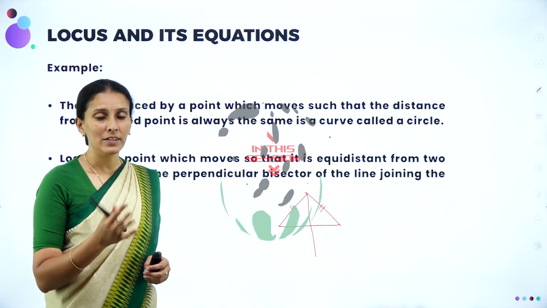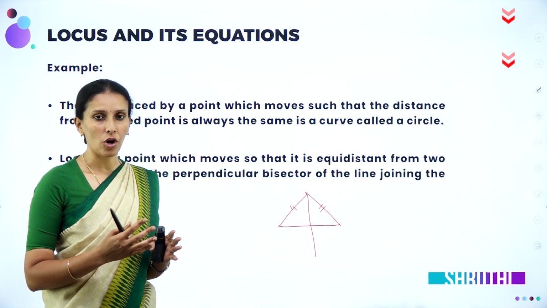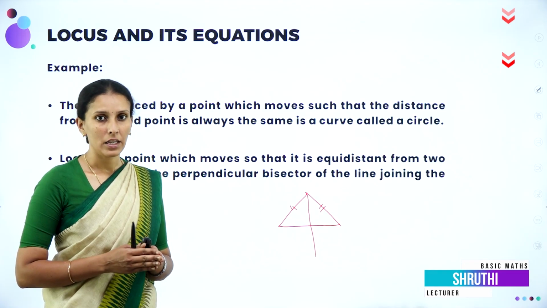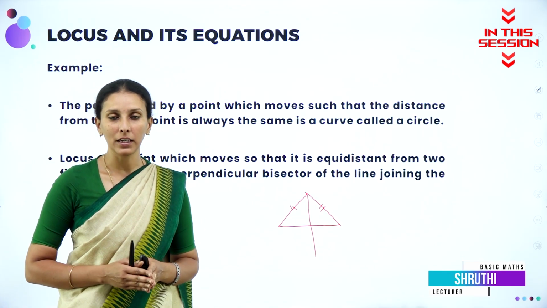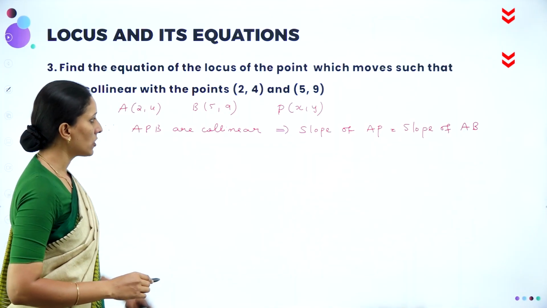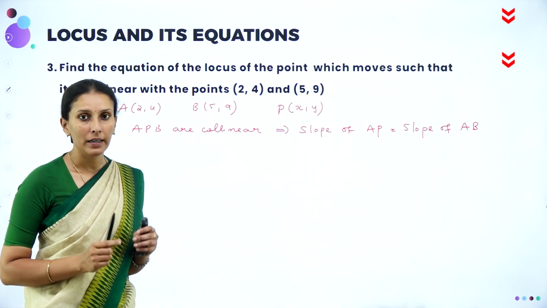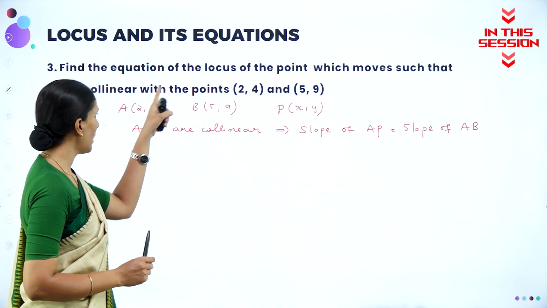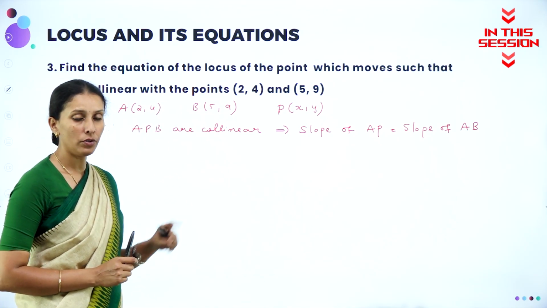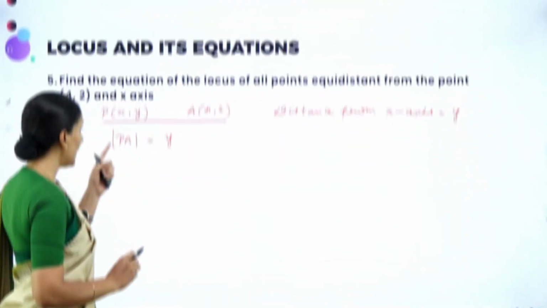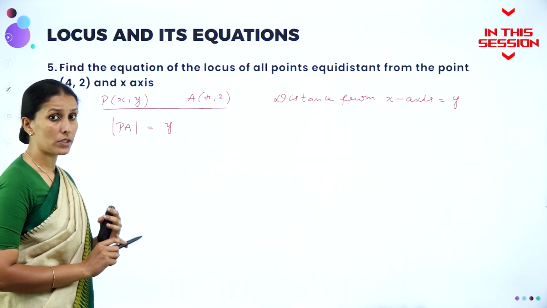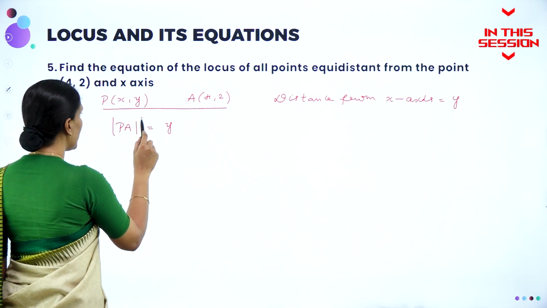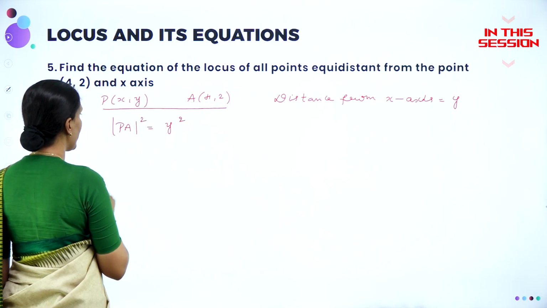Locus creates any sort of geometry and that geometry will represent it in an equation. So thus locus is nothing but the path traced by the moving point. Now the slope of any line segment is given by the difference in their y coordinate with respect to difference in their x coordinate. Let us take square on both sides so that we can write the distance formula without the square root. So we will get here PA square is equal to y square.